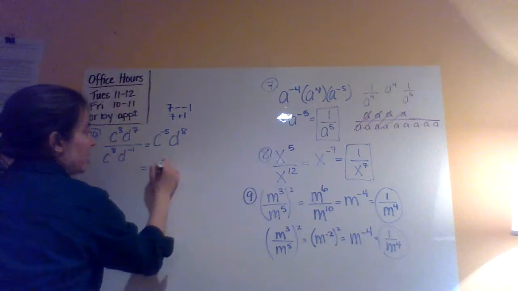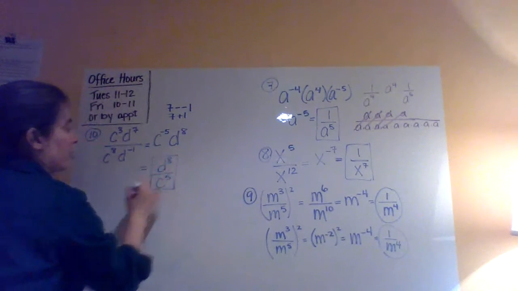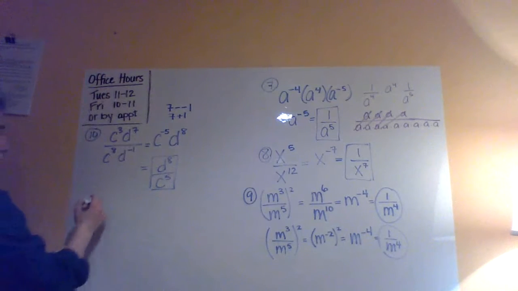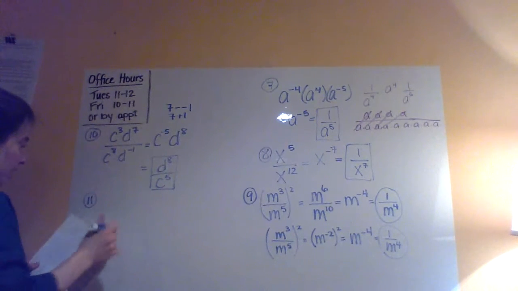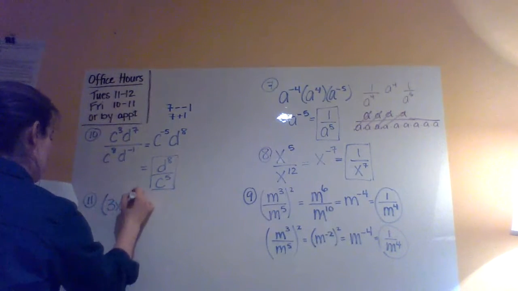And then we can move the c down to the bottom so that it's positive. Okay, 11. 11's not too bad, doesn't really introduce too much more. It does bring in that 0 power rule.